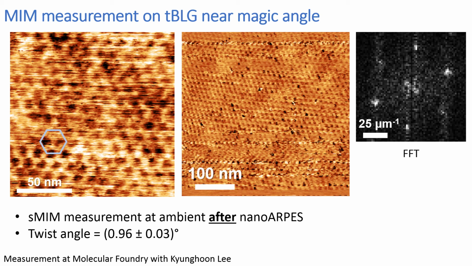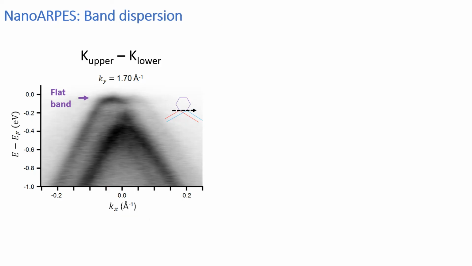We emphasize that this MIM measurement was performed after the ARPES data collection was completed, without any further sample preparation or annealing procedure. Additionally, the MIM was done in ambient condition. Therefore, we can ensure that the twist angle measured here is representative of the actual condition during the nanoARPES measurement.